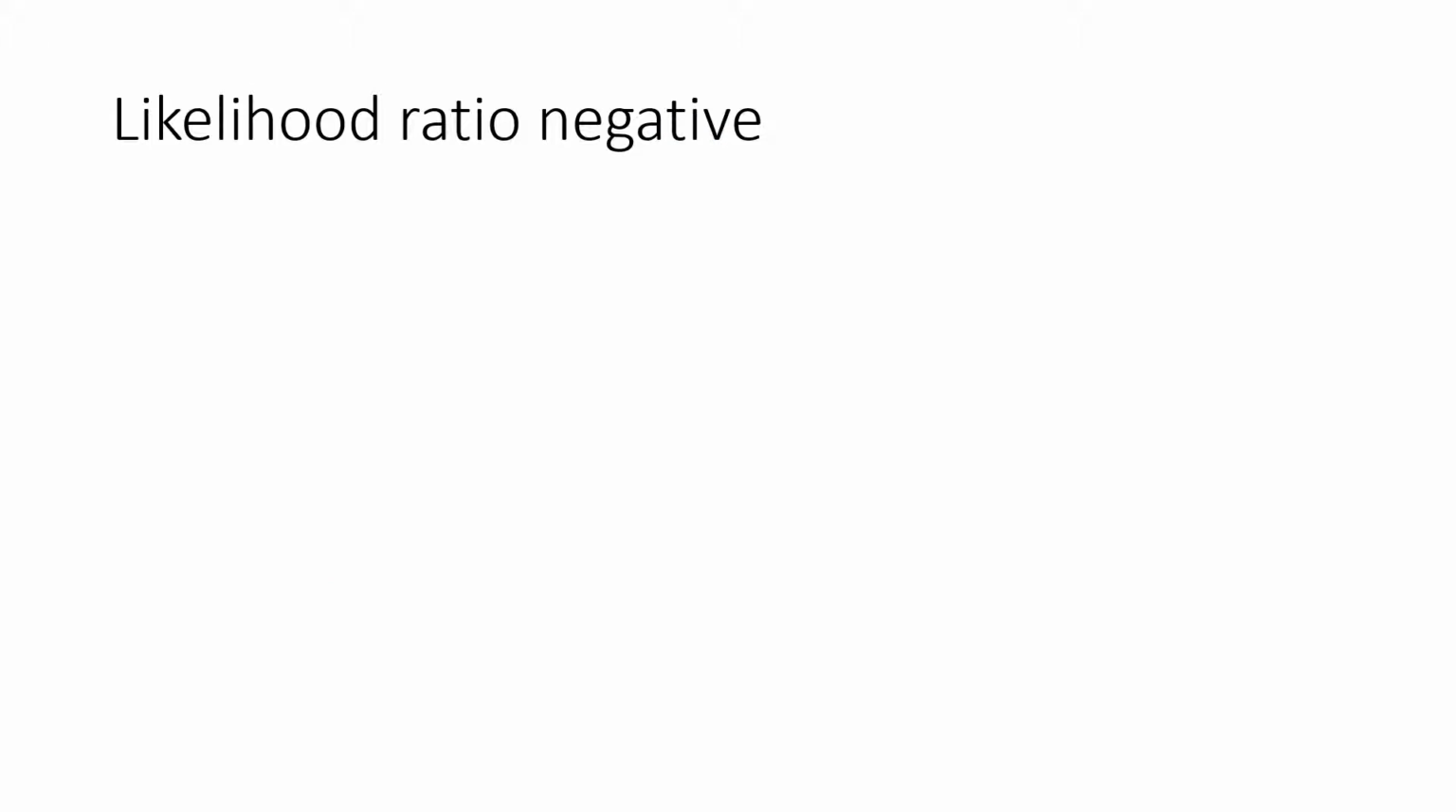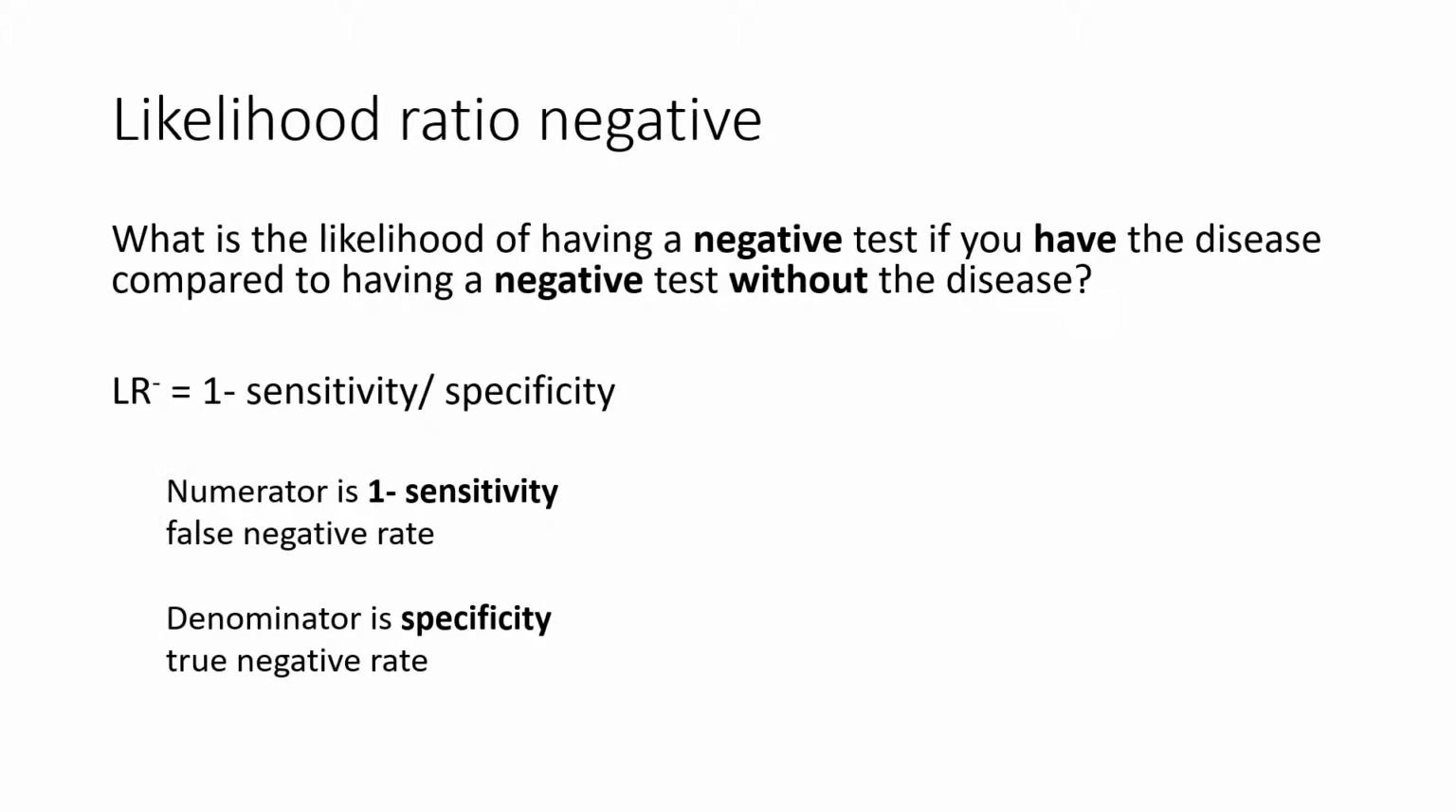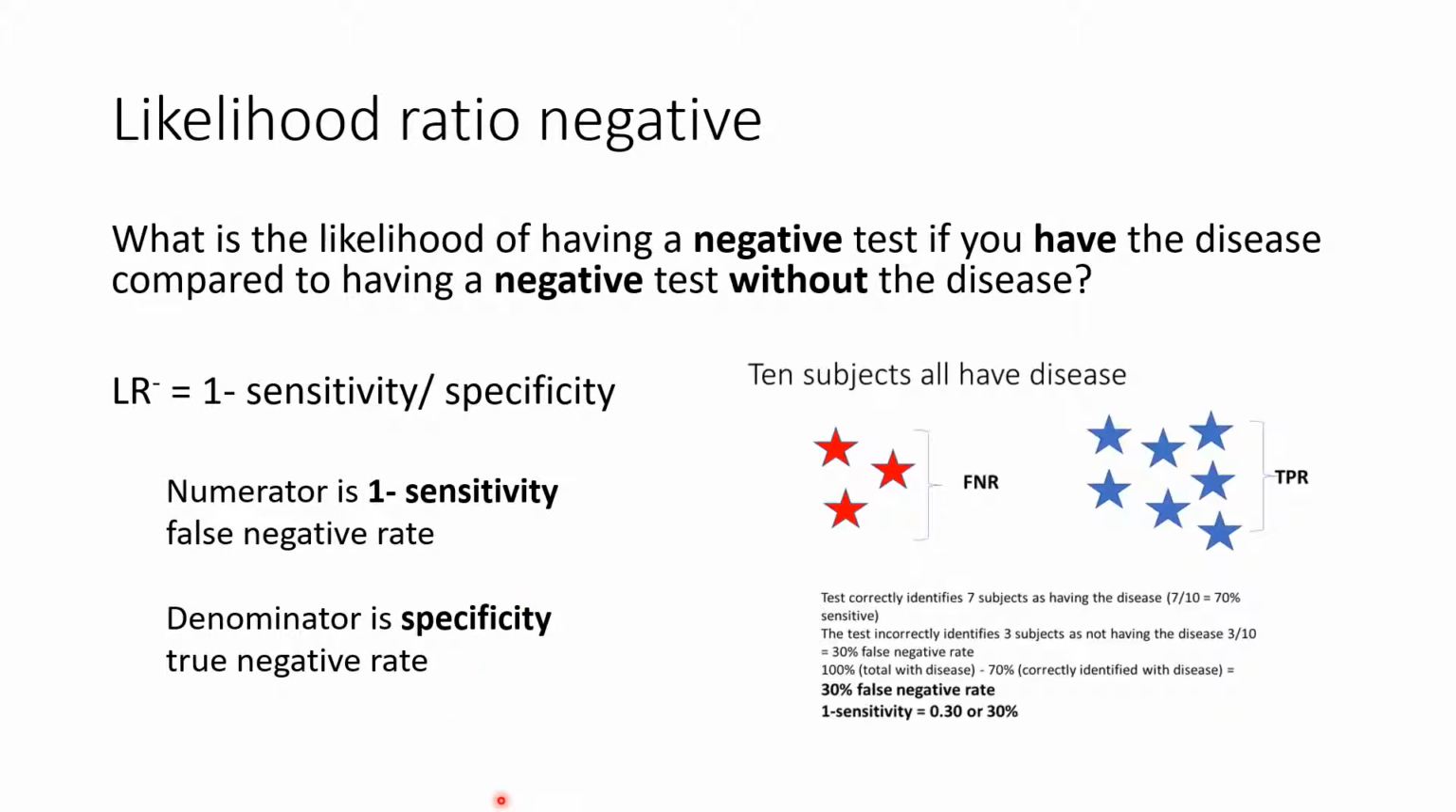So let's now talk about the likelihood ratio negative. It is, what is the likelihood of having a negative test if you have the disease compared to having a negative test without the disease? And the equation is 1 minus sensitivity divided by specificity. So our numerator is the 1 minus sensitivity term, and we saw that in the last video, which is the false negative rate. And the denominator is specificity, which is the true negative rate.